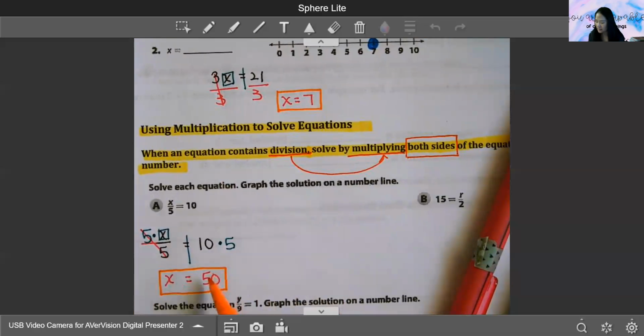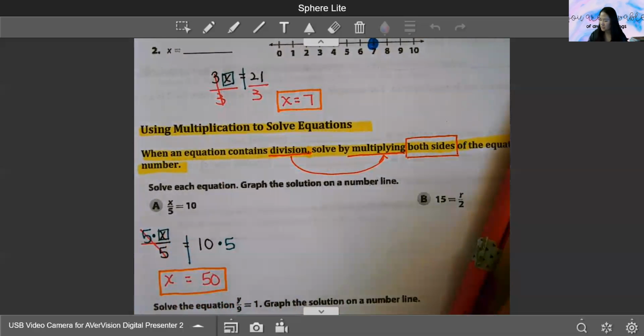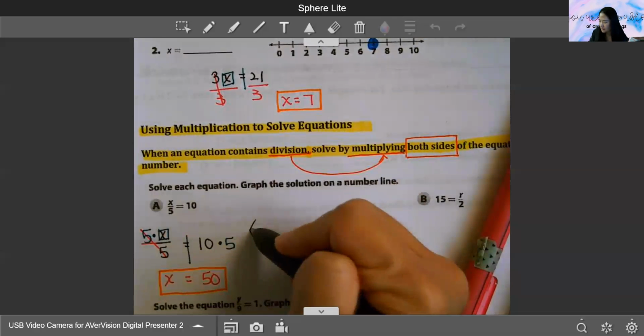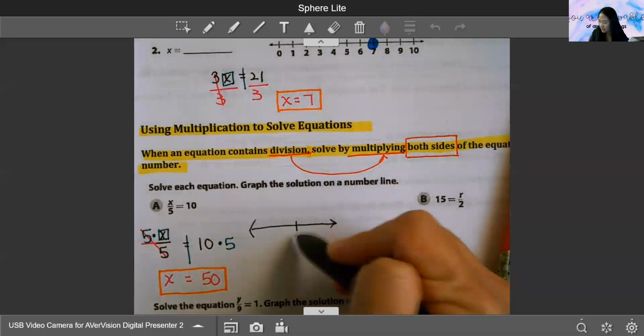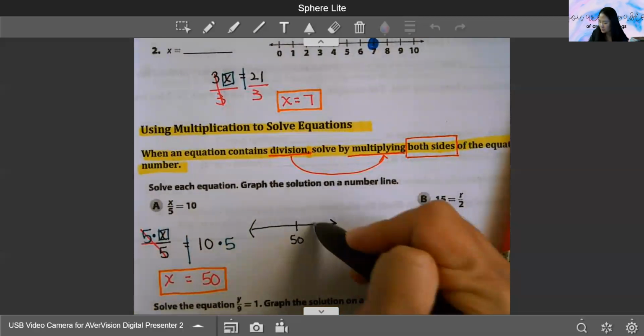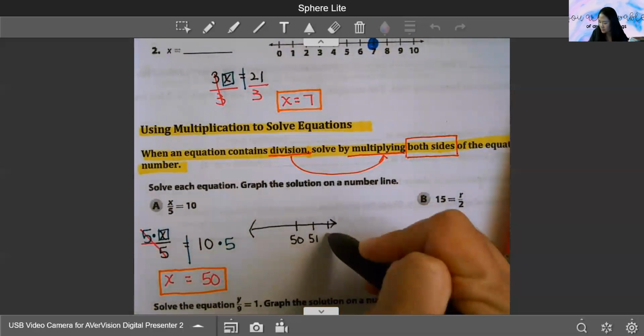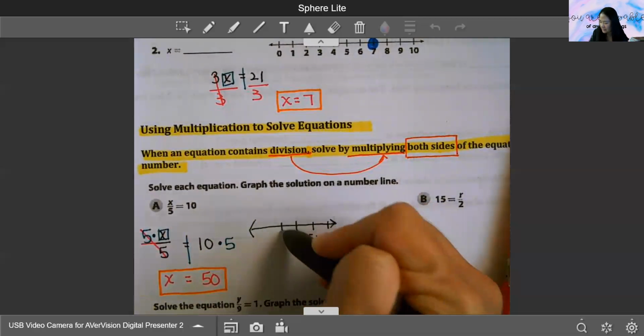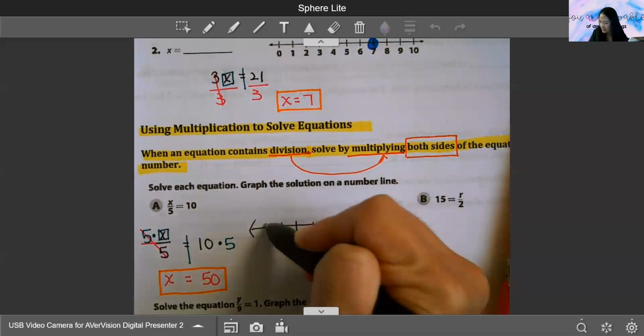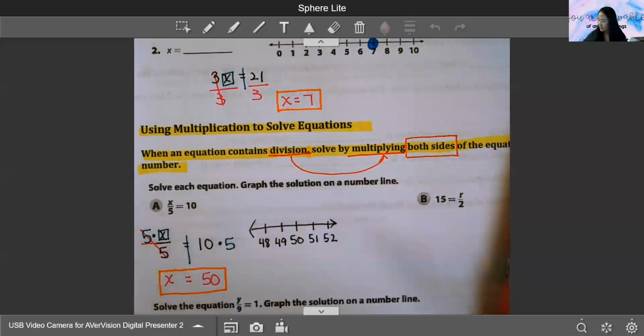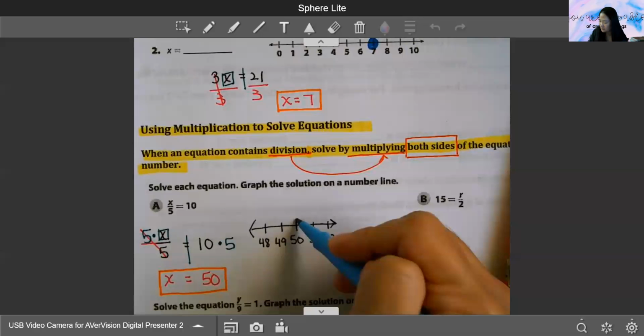Now think about it. What divided by 5 would give you 10? Well, 50 divided by 5 would give you 10. To graph the solution, since the answer is 50, I'm going to write 50 here. I can do 51, 52, 49, 48, and right on 50, do a closed circle.